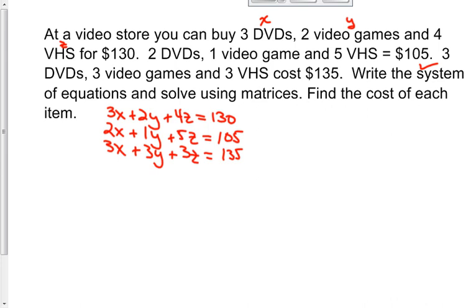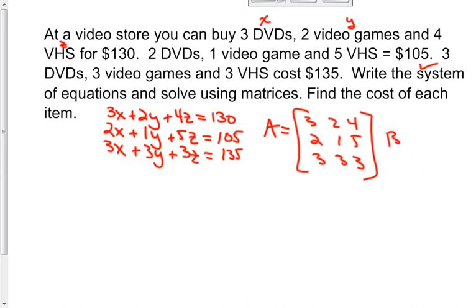All right, so on a test or in your homework, you have to be able to identify for me 3 matrices: the A matrix, the B matrix, and the inverse matrix that you can pull off your calculator. Our A matrix will be the numbers 3, 2, 4, 2, 1, 5, 3, 3, 3.